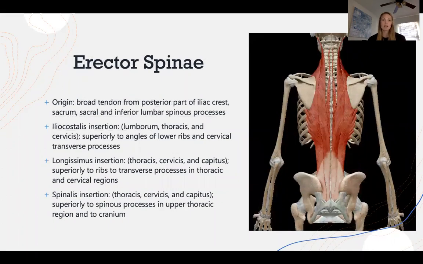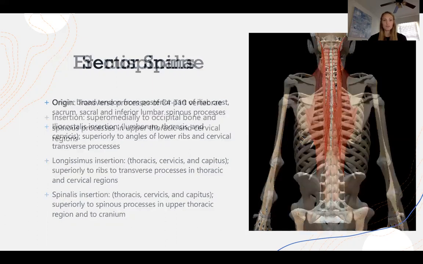Next, the erector spinae. This is a group of three muscles, starting from lateral to medial: iliocostalis, longissimus, and spinalis. They all have the same innervation of the posterior rami of spinal nerves, and their actions are all the same. They help with lateral flexion of the trunk when they act unilaterally, and bilaterally, they are trunk extensors.